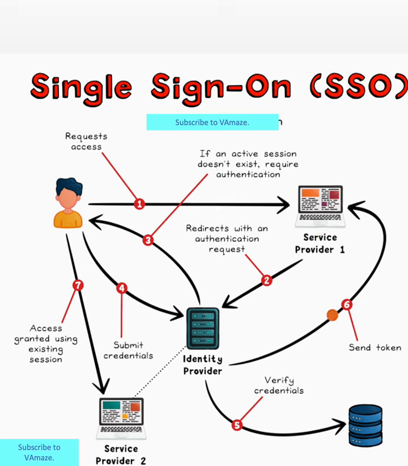Step 2. Authentication check. The system checks if an active session already exists for this user. If no valid session is found, the user needs to be authenticated before they can proceed.